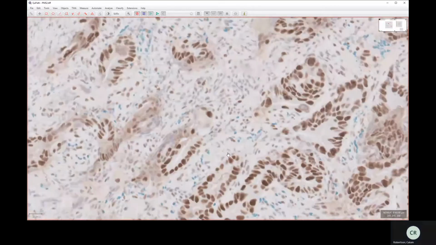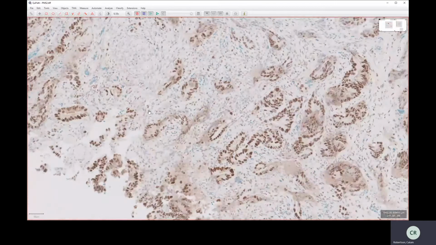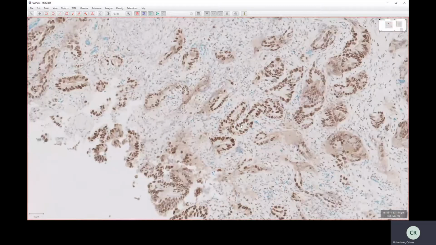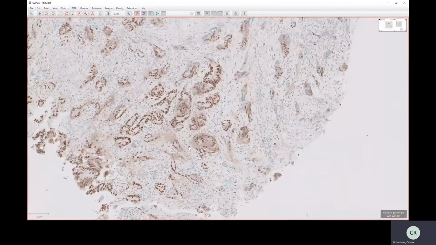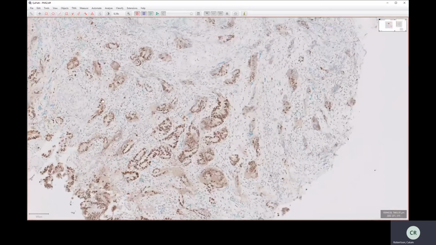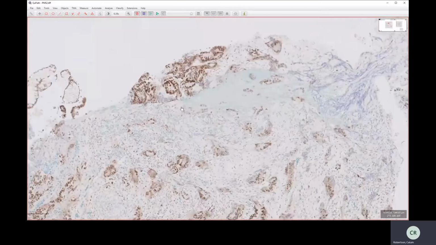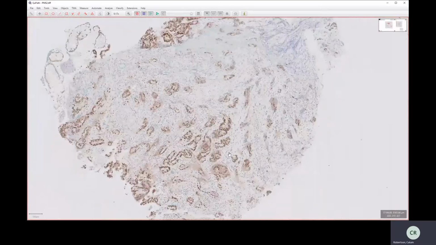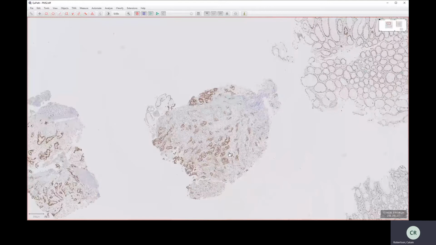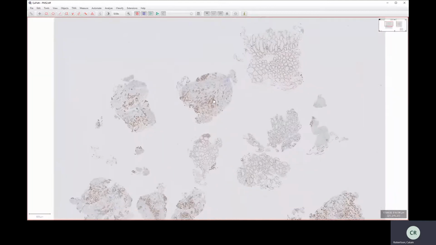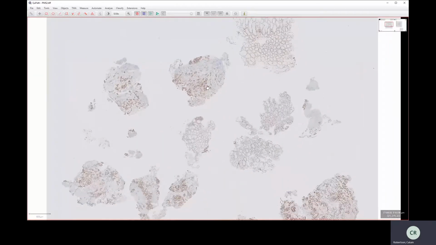This is maybe moderate staining, because strong staining is very clear and very dark. And this is maybe moderate staining, but it's definitely positive, definitely nuclear, and that's what we'd expect to see. Okay, so that's a quick introduction to immunohistochemistry.